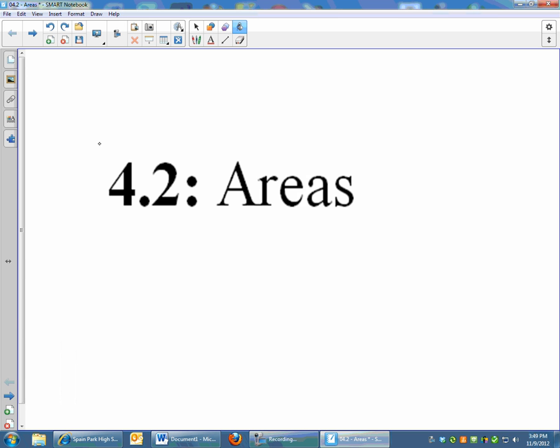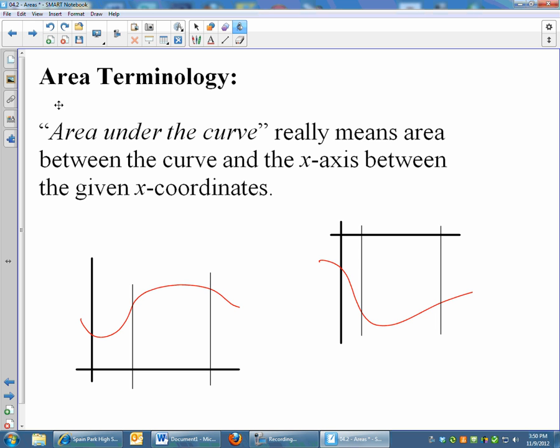Hey, in this lesson, we're going to look at areas, and we're going to escape antiderivatives for a little bit with these areas because we're only going to do area approximation. Before we get into areas, I need to talk a little bit about the terminology of areas.